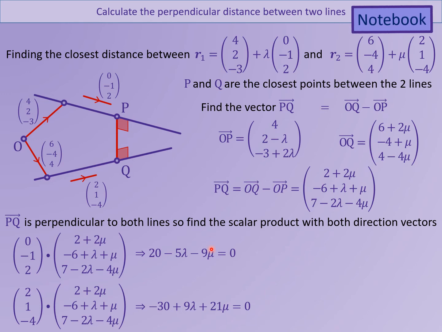So although the algebra involved in this can be quite tricky, we will end up with 2 equations that both involve lambda and mu, and these are just simultaneous equations. These can be solved to find lambda and mu.